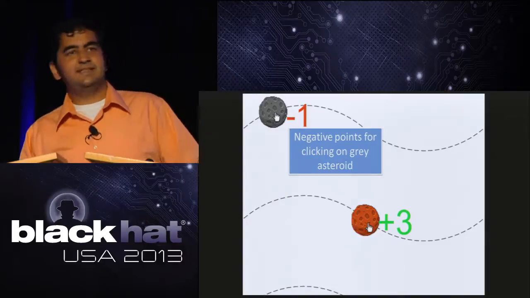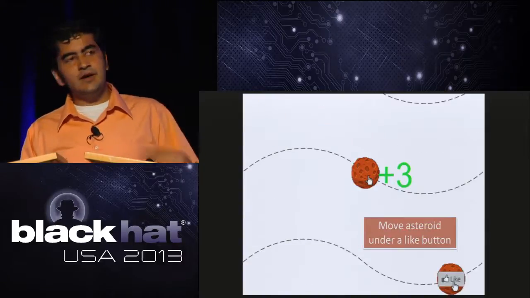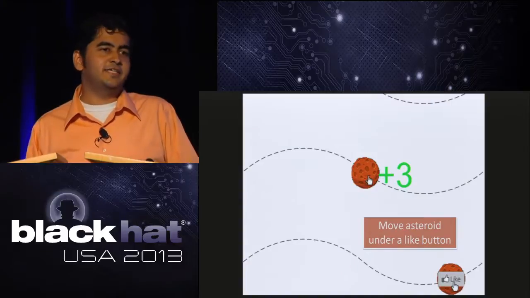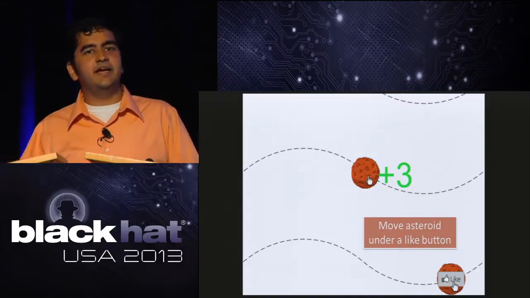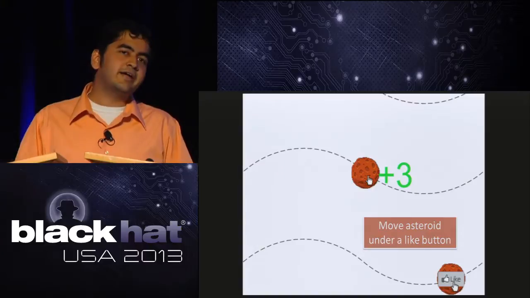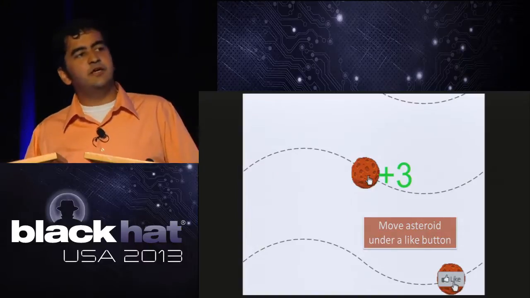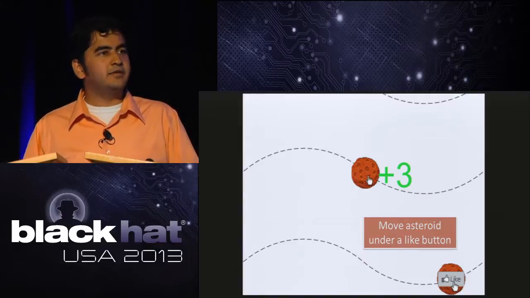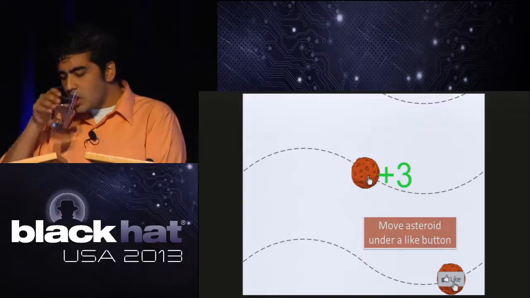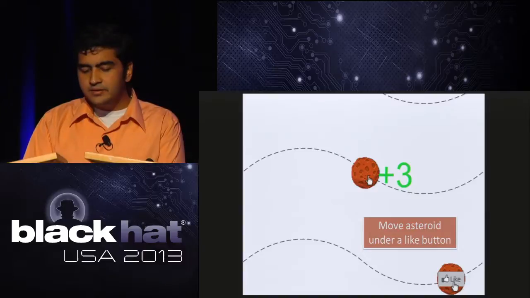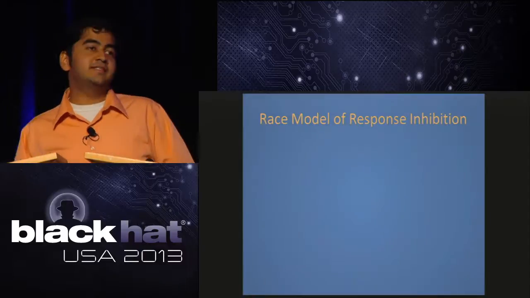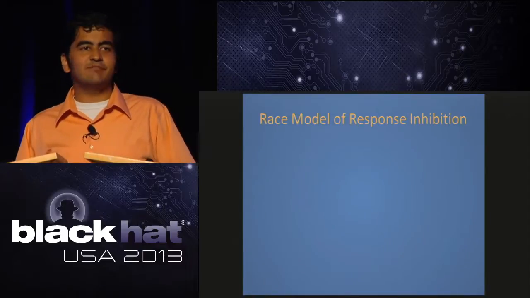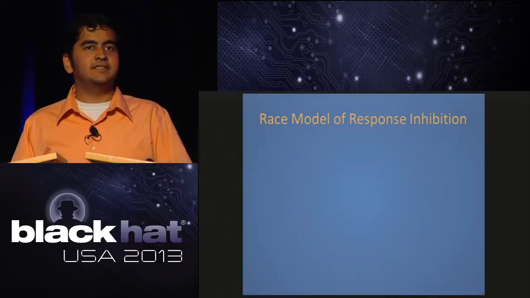Now it's not hard to imagine the actual attack. Move the asteroid under a like button and change it to red. Because our brain has been trained to click as soon as the asteroid turns red, we tend to end up clicking on the like button despite the asteroid being underneath it. Now, one problem here is that there is a like button. The user might see the like button and try to cancel his action.